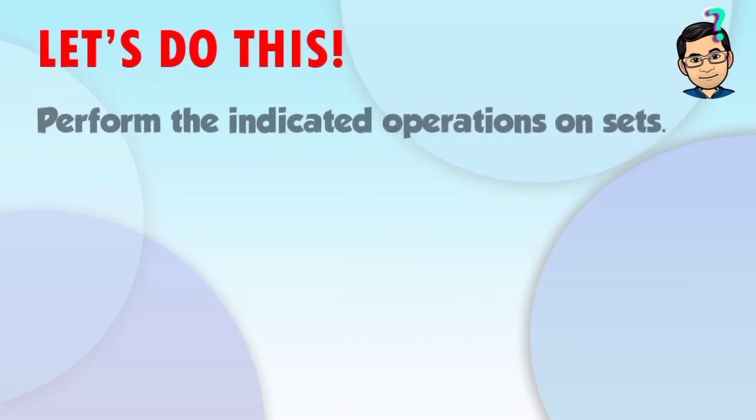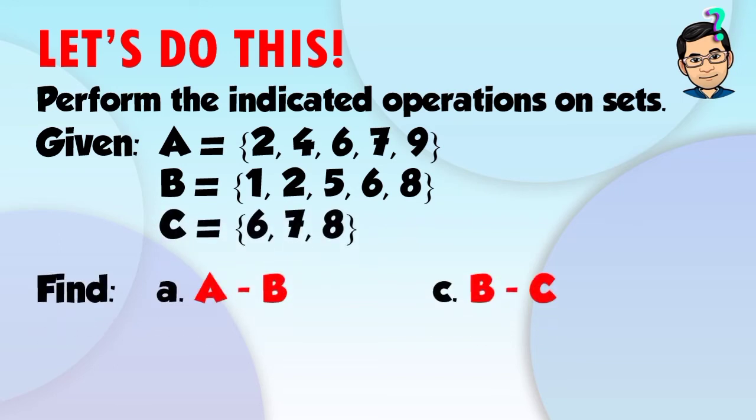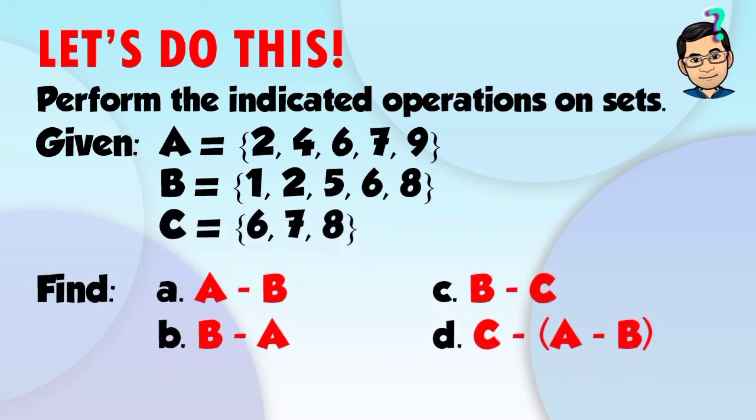So, let's have example. Perform the indicated operations on sets. Okay. So, dito sa difference of two sets, wala dito sa mga example natin yung universal set. So, pwede din natin siya lagyan ng universal set kapag combination na sila ng mga operations. So, basic muna. Let's have three different sets, A, B, C, and then find A minus B, B minus A, B minus C, and letter D. Ito yung medyo mahirap ng konti lang, which is C minus the difference between set A and B.